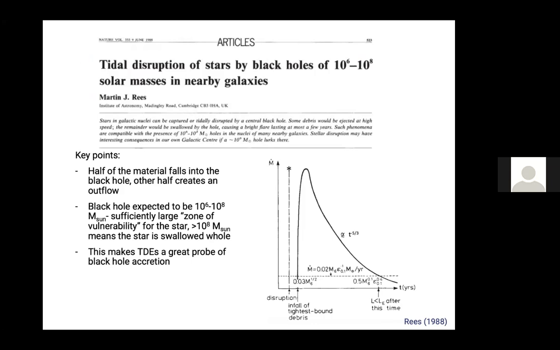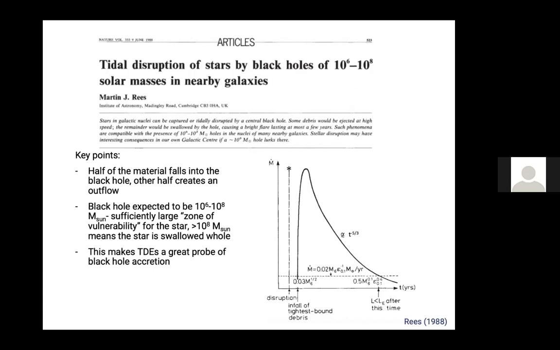So this is basically super-Eddington accretion that happens while the star is being disrupted. As you see in this plot, you get a very, very bright initial flash, and then it fades over time. Such phenomena are possible in the presence of 10^6 to 10^8 solar mass black holes, near the nuclei of many galaxies. He calls it a stellar zone. Basically, if the black hole is too small, the odds of a star getting too close are not very high. So you're not really going to look for them around stellar mass black holes.